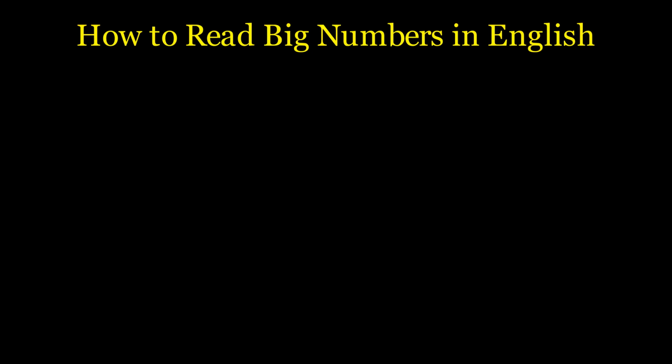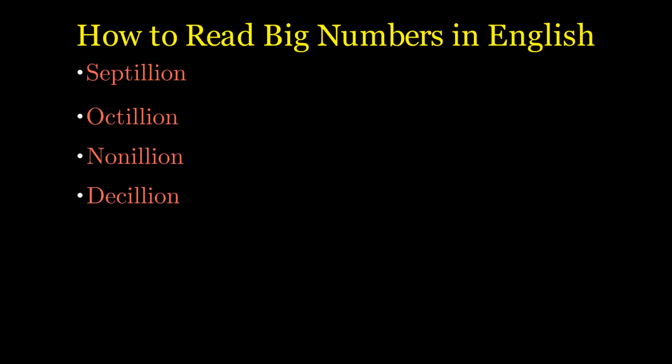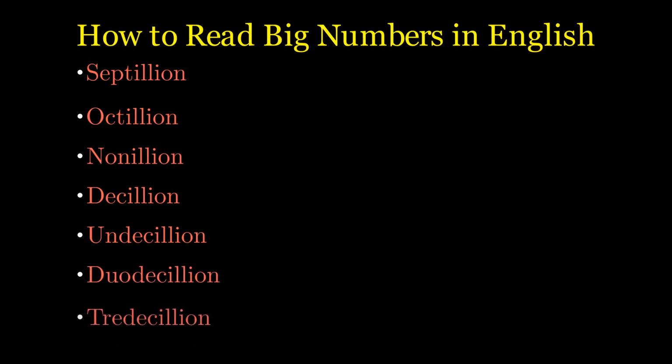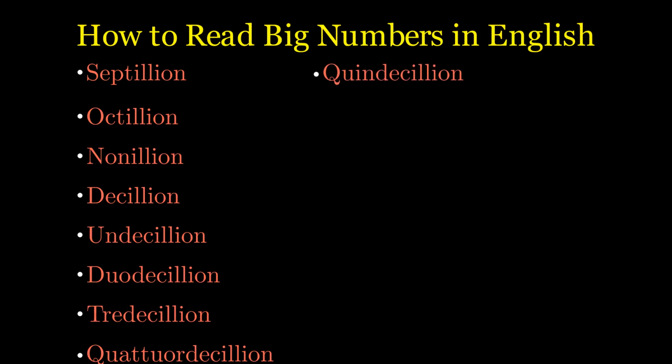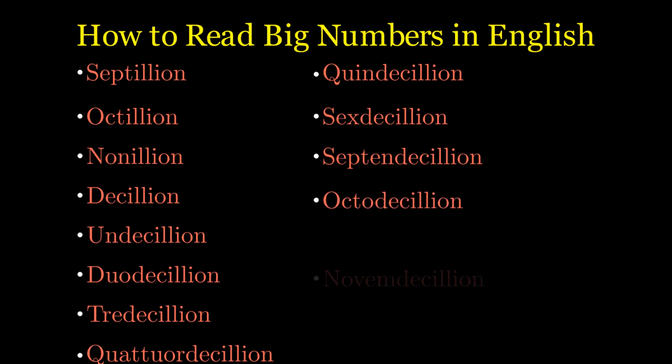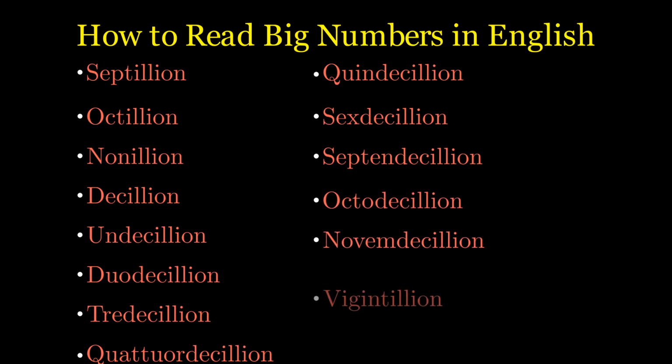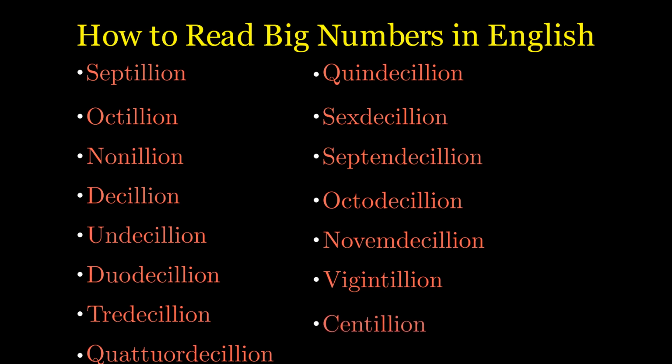Beyond sextillion, here are more large number groups: septillion, octillion, nonillion, decillion, undecillion, duodecillion, tredecillion, quatuordecillion, quindecillion, sextillion, septendecillion, octodecillion, novemdecillion, vigintillion, centillion.